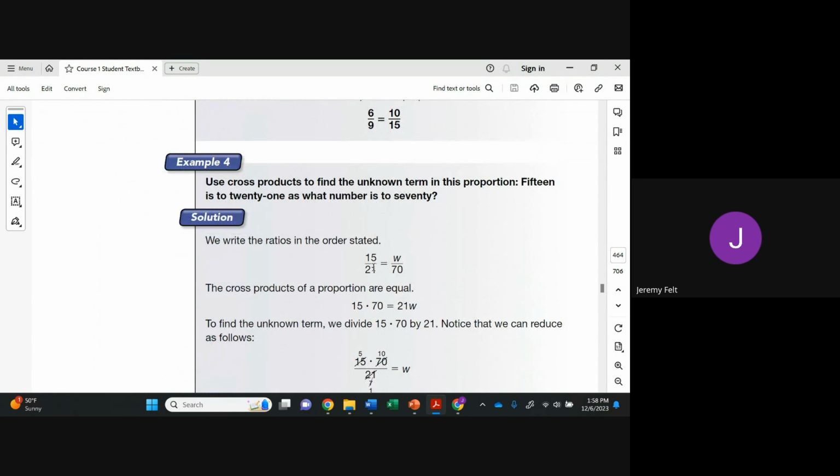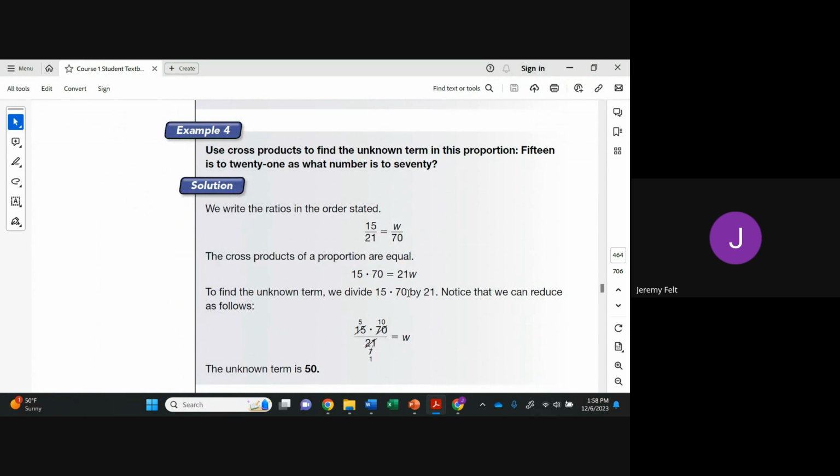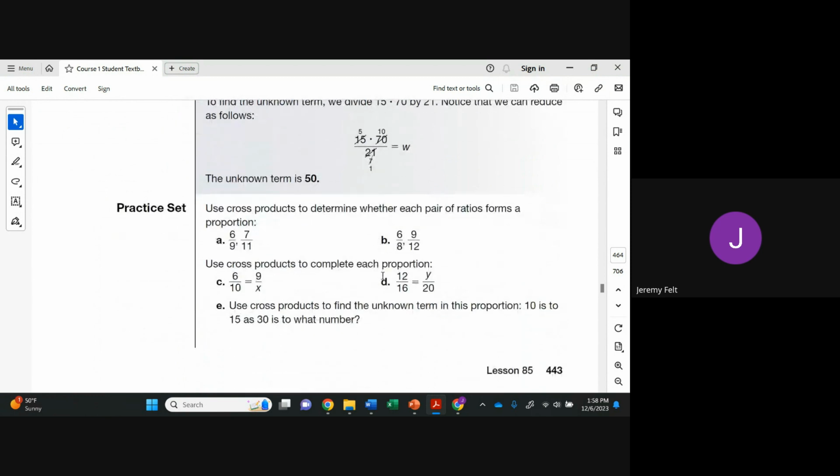So 15 over 21 equals W over 70. And we cross multiply. 15 times 70 equals 21 times W. Then we multiply 15 times 70 and then divide by 21. Cross multiply, then divide. W, our unknown, equals 50. We'll do this practice set together in class.